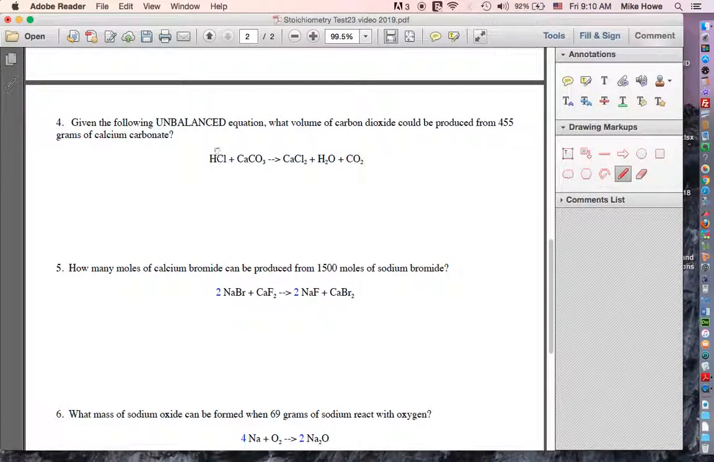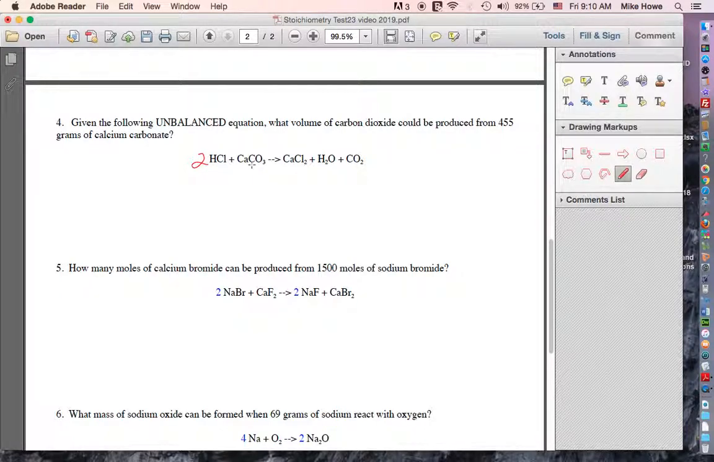Okay, problem 4. Notice it says unbalanced. So we have to balance this equation before we start. You look at the equation here, we've got 2 chlorine atoms. On this side there's only 1, so I'm going to put a 2 here. That created 2 hydrogen atoms. If you look over here, you've got 2 hydrogens, so you're good. You've got 1 calcium atom. There's 1 calcium atom over here, because that 2 only applies to the chlorine.